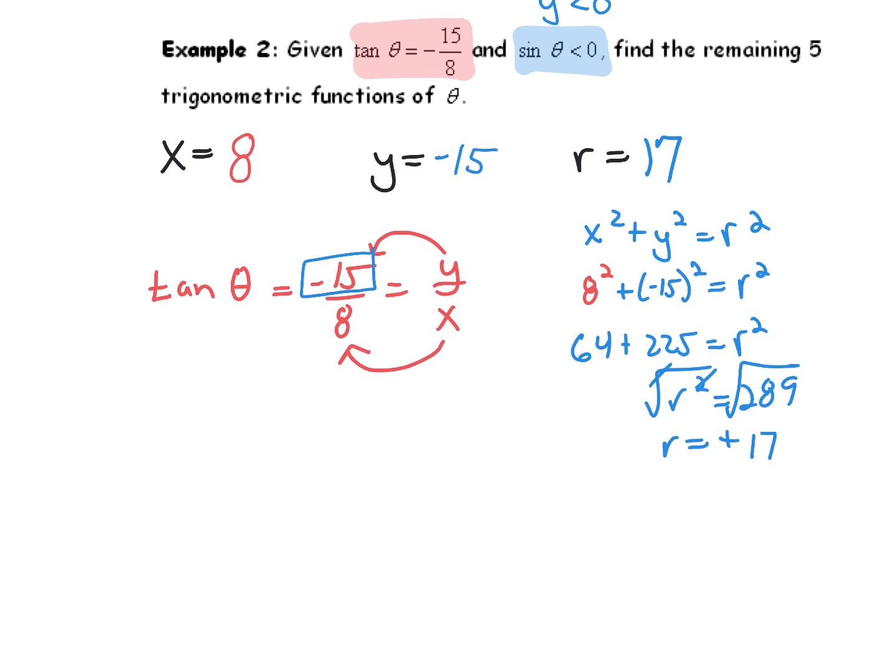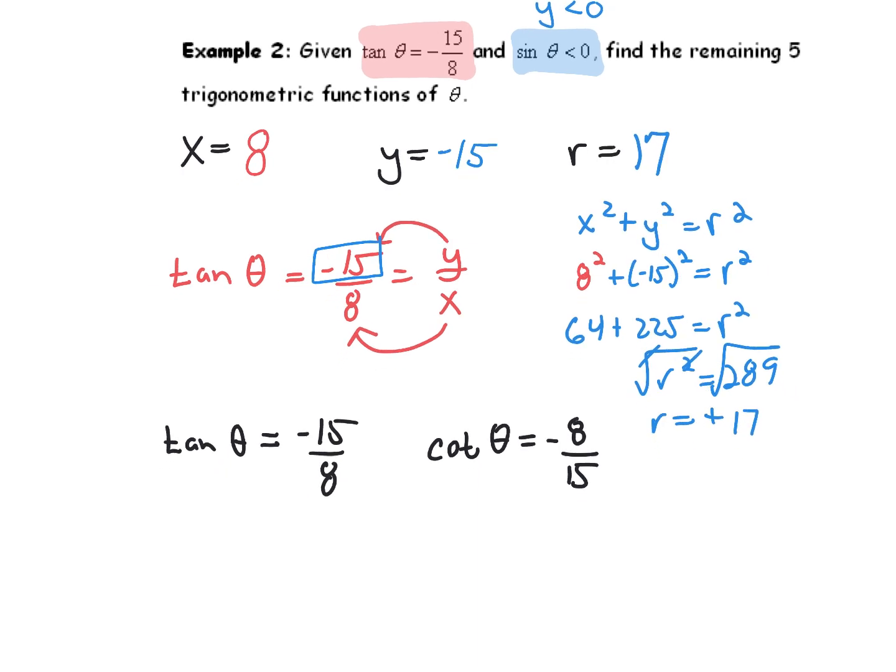And so now what we're going to do is, it says find all 5 remaining trig functions. So they gave me tangent. I don't need to find that one. Tangent was given to me. That's negative 15 over 8. And if I just flip that, I get cotangent. It's like you were right, we're doing it backwards. Yes, it's backwards day. So you had to figure out what the x, y, and r are, and then write the trig function values.